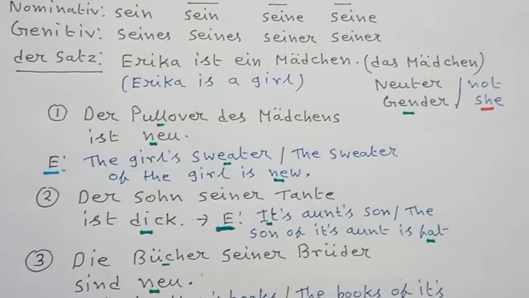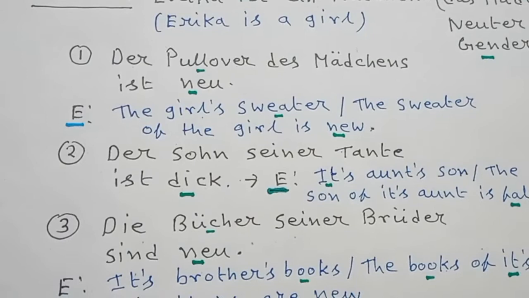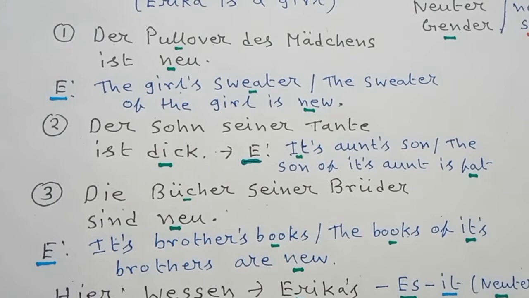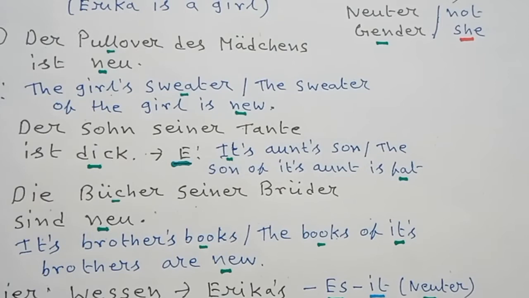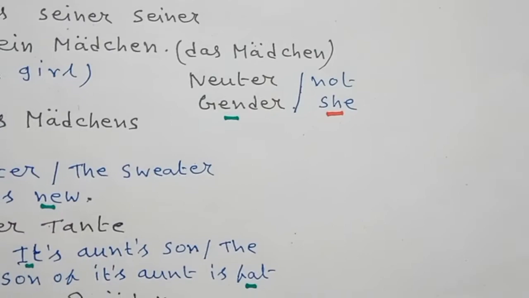Now, let us see the sentences. Number one: Das Pullover dieses Mädchens ist neu. English: the girl's sweater, or the sweater of the girl, is new. Number two: Der Sohn seiner Tante ist dick. English: its aunt's son, or the son of its aunt, is fat. Here, "sie" is not applicable because "es" is neuter gender.